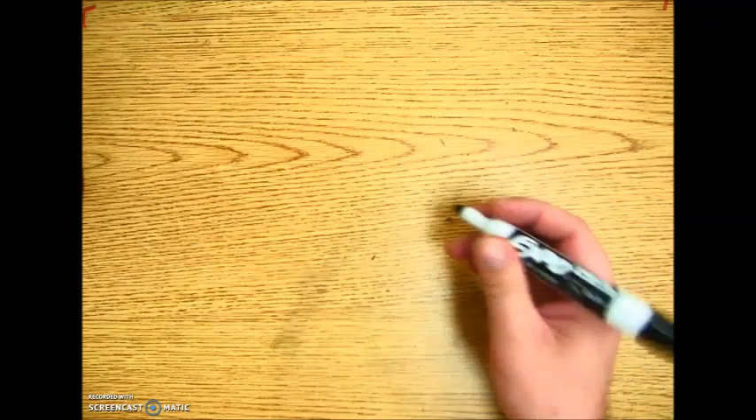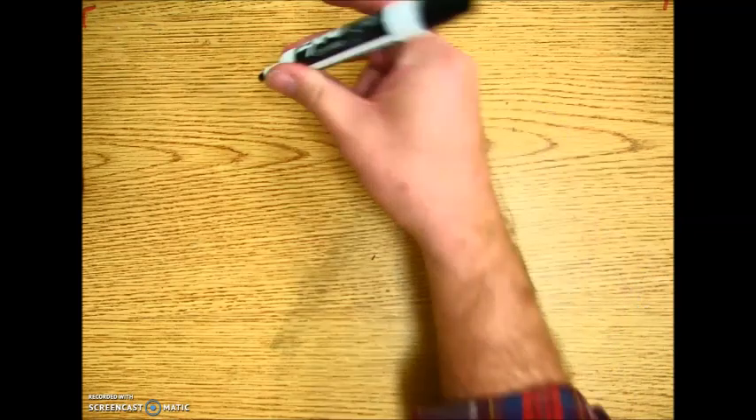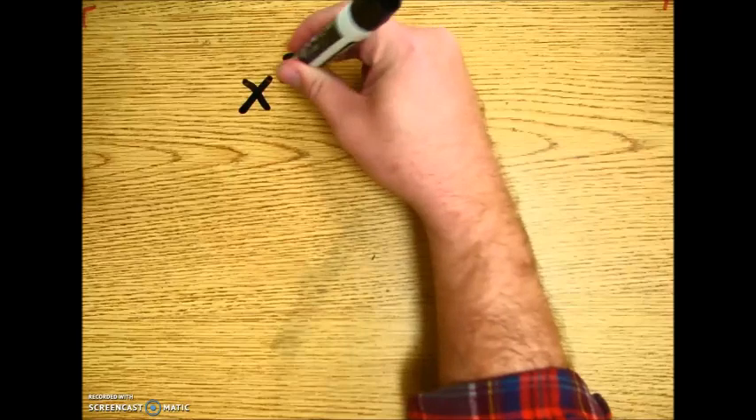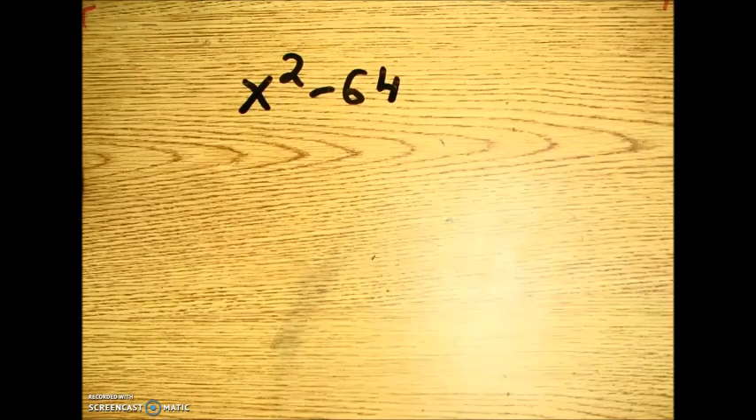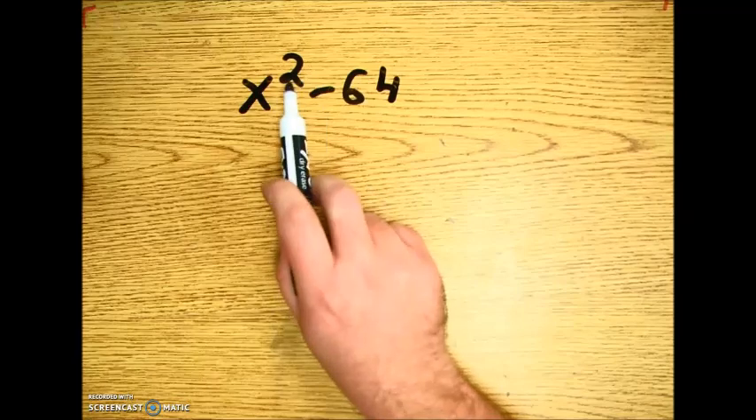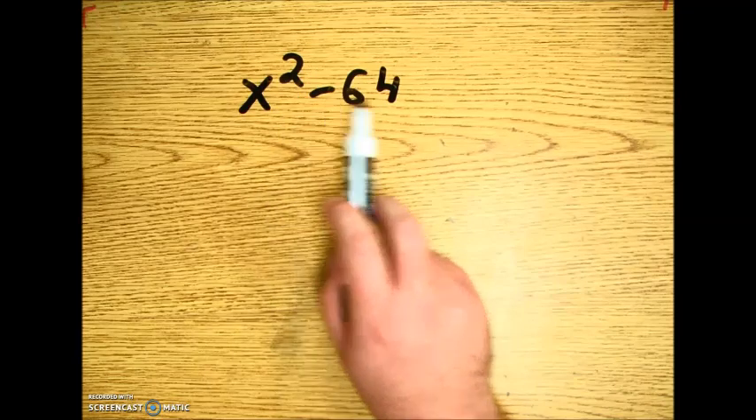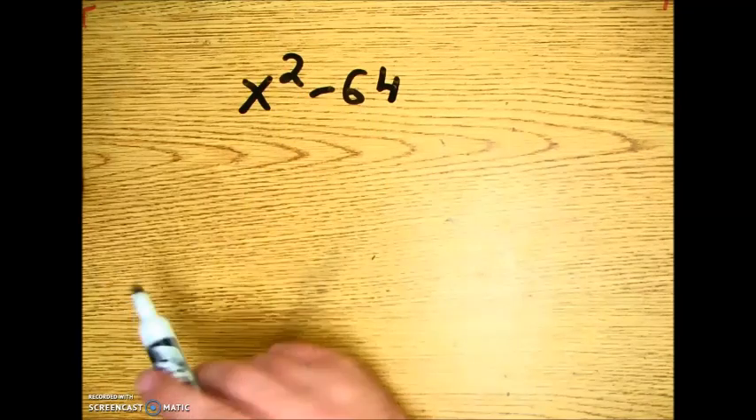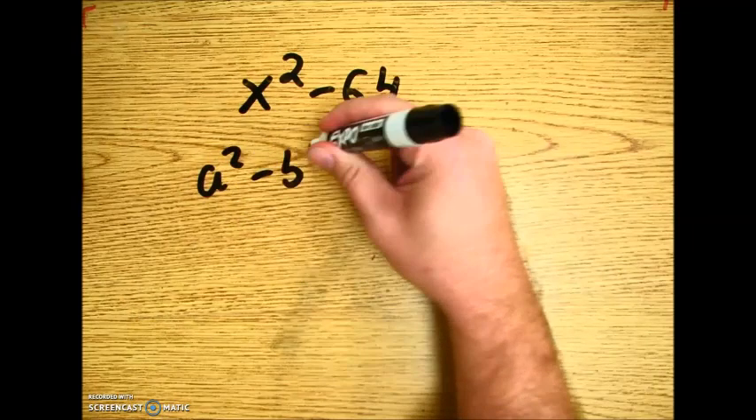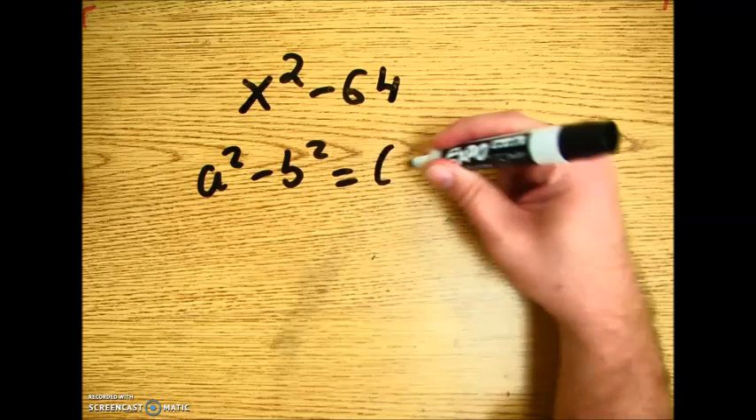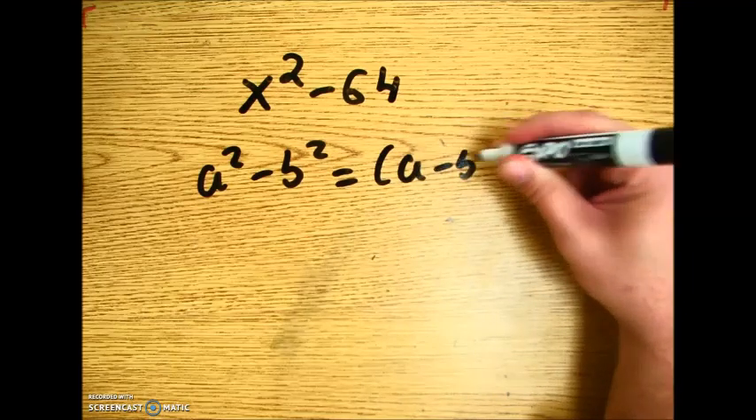So ladies and gentlemen, let's talk about some factoring problems. Alright, let's take a look at x squared minus 64. Ladies and gentlemen, when you look at this, you should notice you have an even exponent, one minus sign, and 64 is a perfect square. So we're going to use the formula a squared minus b squared equals the quantity a minus b times a plus b.